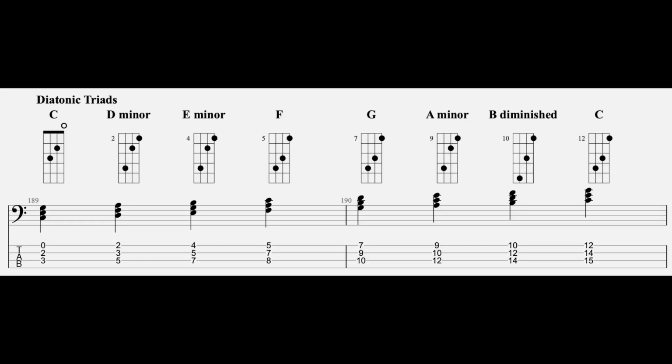Here's a C major chord scale. C major, D minor, here's E minor, F major, G major, A minor, B diminished, and C major. And then you can just go back down the scale.